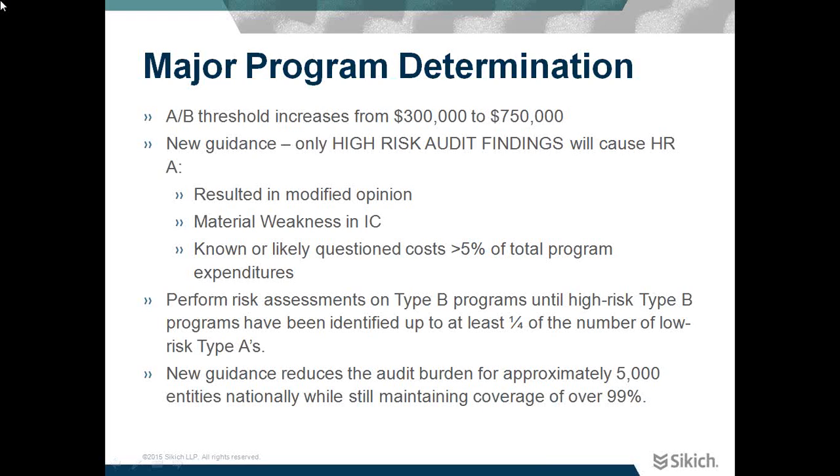Type B program risk assessments have changed. The risk assessments on Type B programs have been reduced to at least a quarter of the number of low-risk Type A's. It used to be half, now it's a quarter. The new guidance reduces the audit burden for approximately 5,000 entities nationally, while still maintaining audit coverage of over 99%. I think Ray mentioned that a little bit earlier as well.